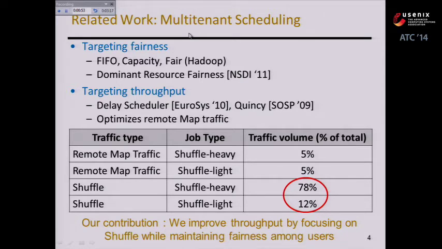In the table below, I show the contribution of different types of traffic in a multi-tenant cluster. Here we can see that shuffle plays a very significant role, and it has a huge fraction of data traveling along the network. So this shuffle motivated us to do more research on it, and our contribution is that we improve throughput by focusing on shuffle while maintaining fairness among users.